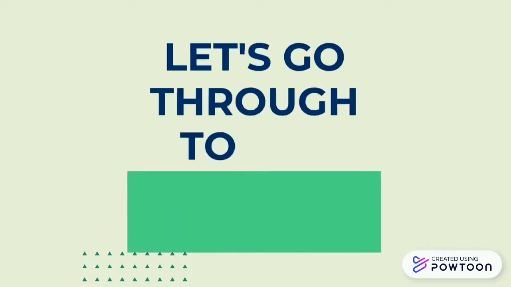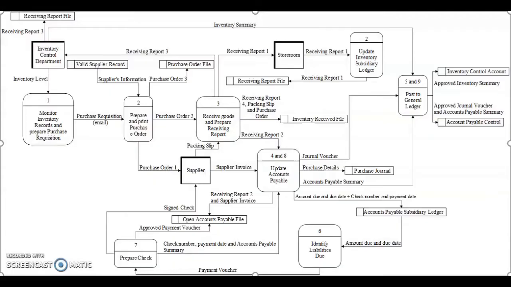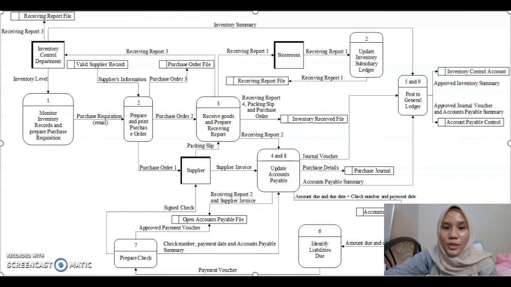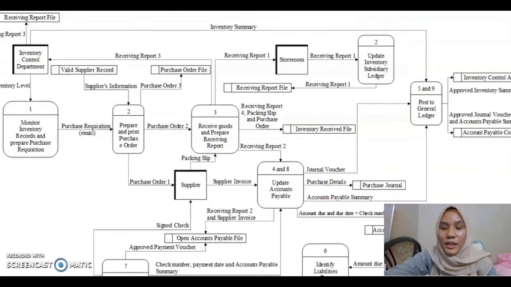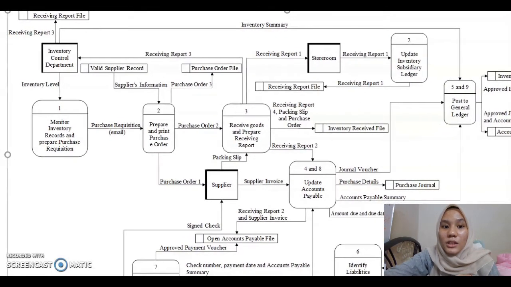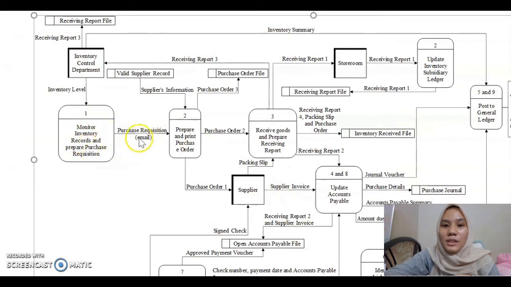Let's go through the data flow diagram. In this data flow diagram, we can see that there are 9 processes with 3 entities. The first process is monitor inventory record and prepare purchase requisition by the inventory control department. The next process is prepare and print purchase order and send to the supplier and other related departments. These processes are run by the purchasing department.